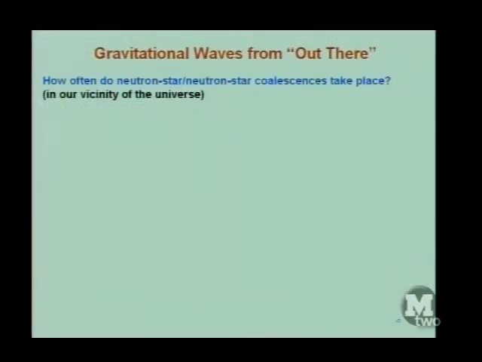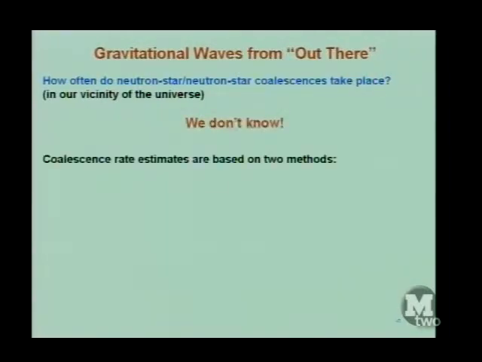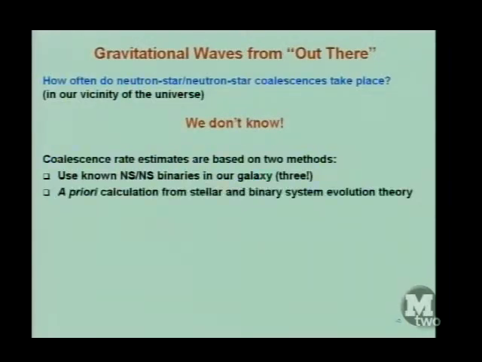Okay, now how often does this sort of thing happen? How often do we have these coalescences of neutron stars with other neutron stars, at least in our vicinity of the universe, where the waves that are produced might be strong enough for us to detect them? Well, we don't know. There are estimates. Their estimates are based on 2 different methods. One is to use the number of neutron star binaries in our own galaxy, of which we have a grand total of 3. So we have low statistics.